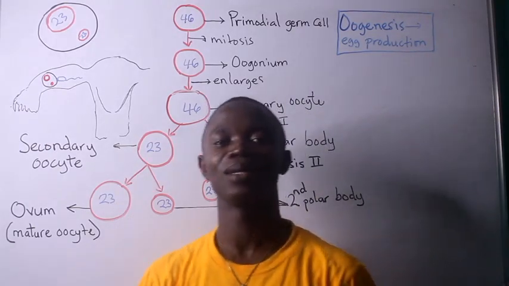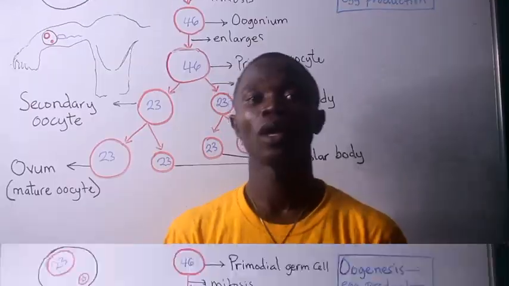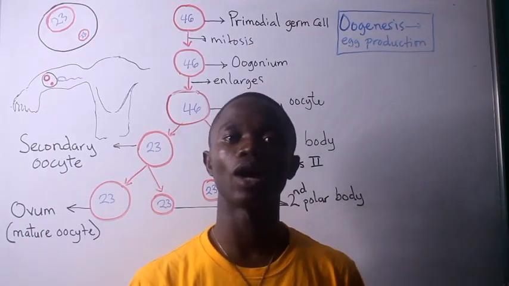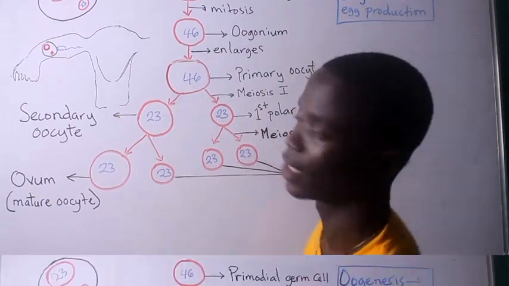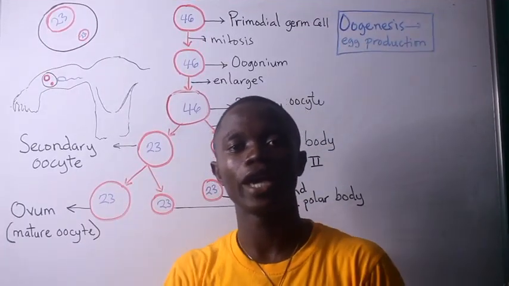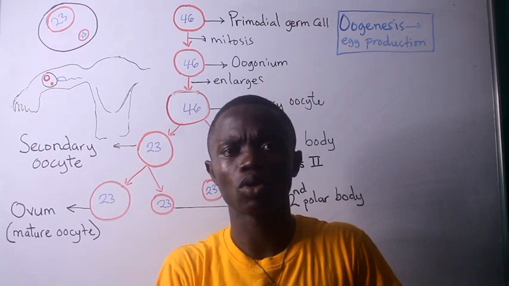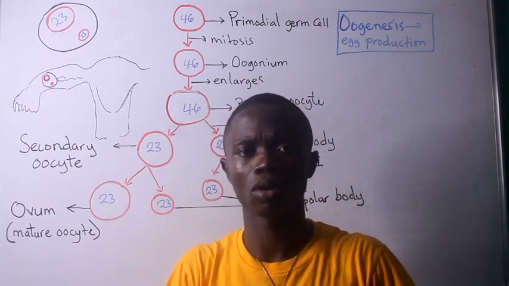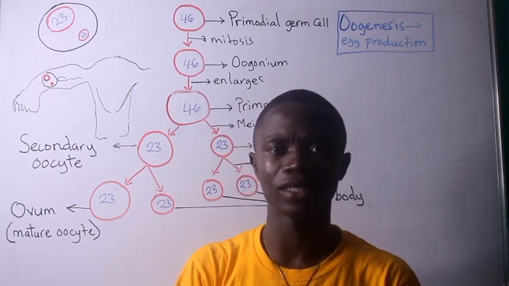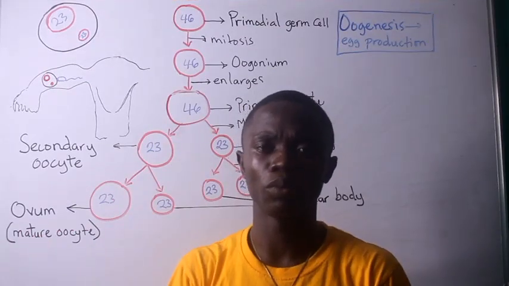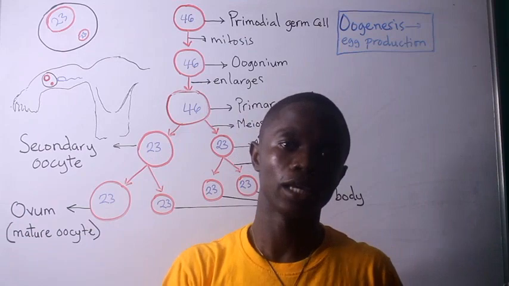Welcome back, guys. My name is Emmanuel Zilaba, and in today's video I will be discussing something very important called oogenesis. Oogenesis is egg production. The last time, we discussed in our previous video spermatogenesis, which is a special type of meiosis that occurs in males. So today we will be looking at meiosis in females.